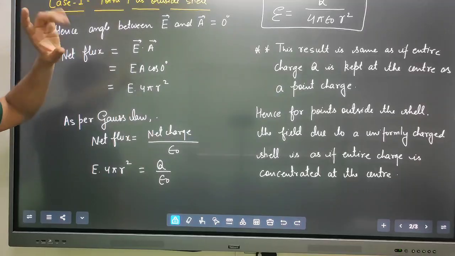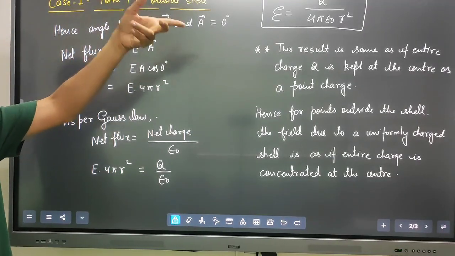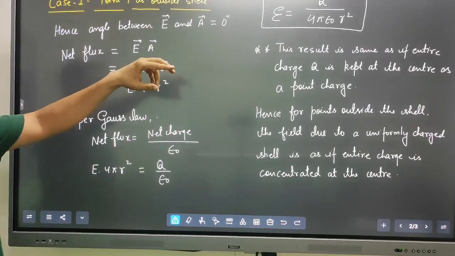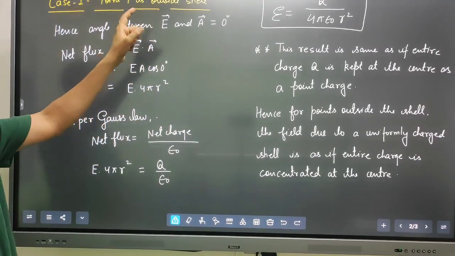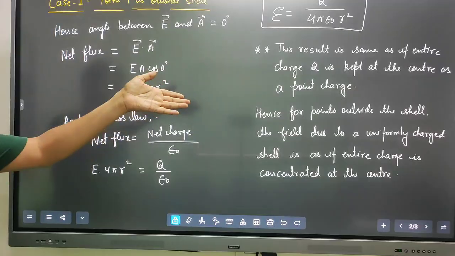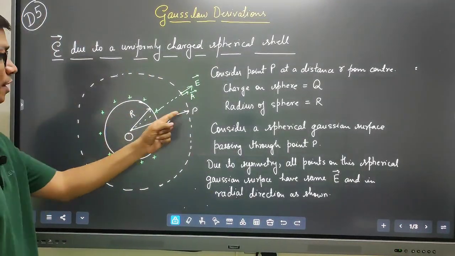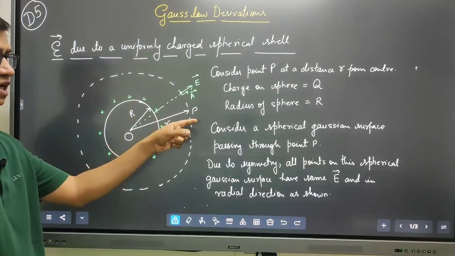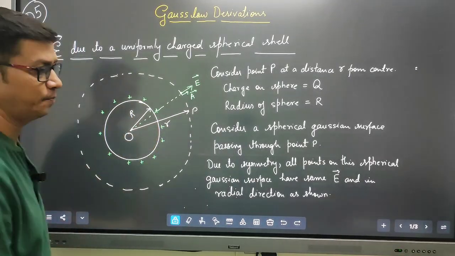Now we are doing the first case, which is point P is actually outside the shell. There is another case we'll do for point P inside, right? So currently we are taking point P outside the shell. What do I mean by this? Inside the shell is this, outside is this. So point P is outside.